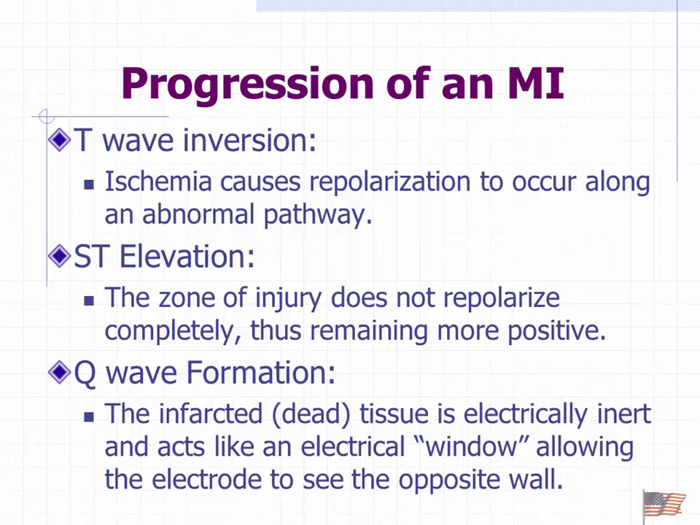Why does it peak? It peaks because there's a change in the repolarization process. And it's taking more energy to repolarize. Oh, okay. And that's basically what it's saying here. Ischemia, the T wave inverts because the repolarization is along an abnormal pathway. ST elevation does not repolarize completely, therefore there's some positive that is there. And then the Q wave, again, is that dead tissue.